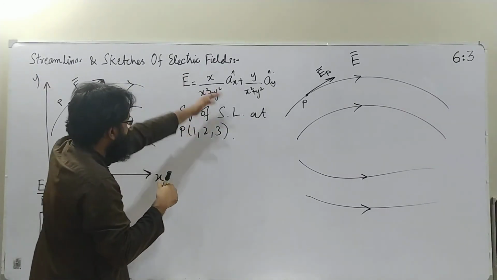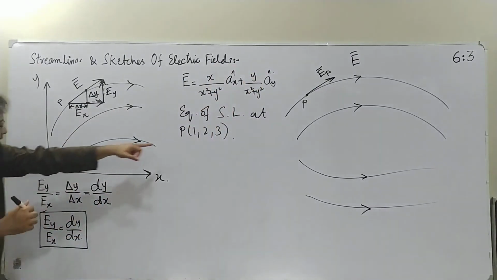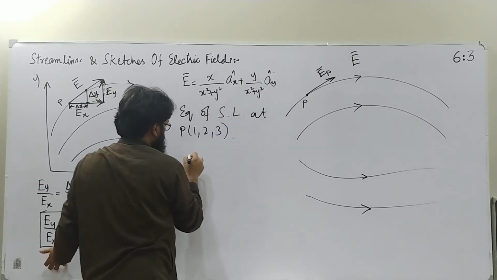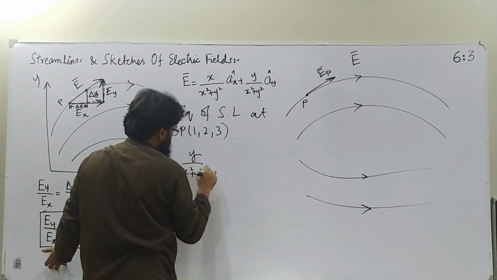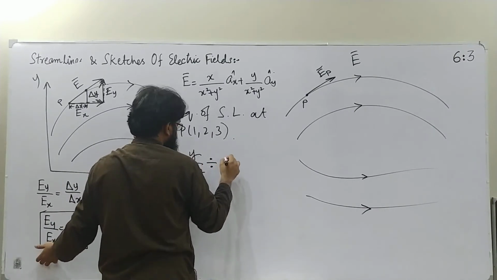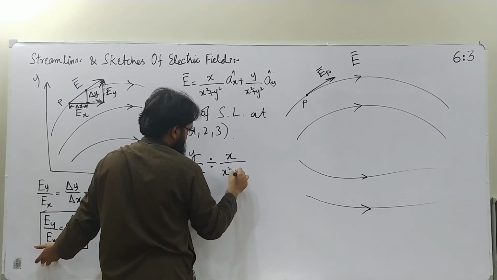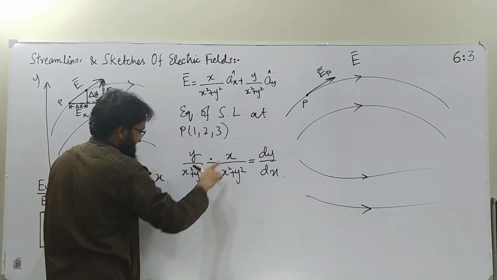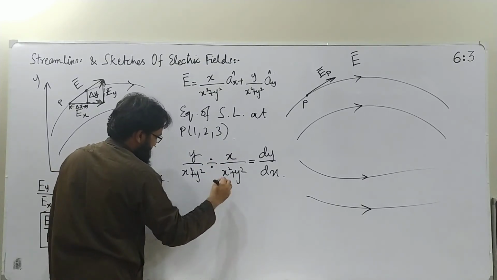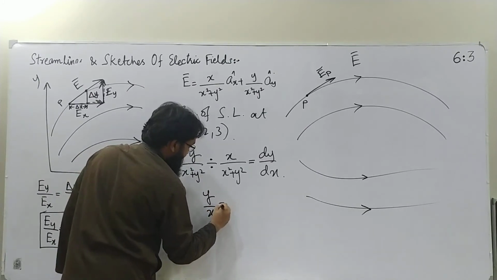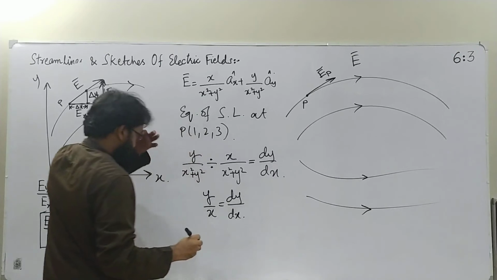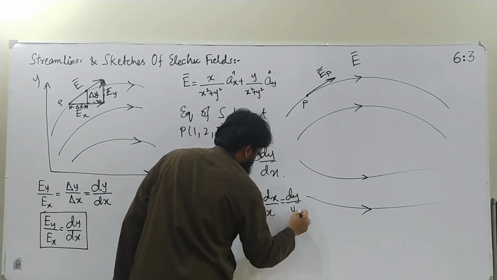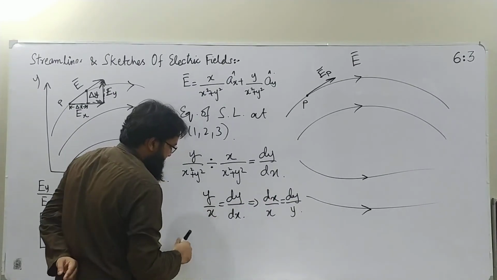So how to proceed, how to find the equation of the streamline of this electric field at this point? We have to use this formula. Take the y component of the field, which is y upon x square plus y square, and divide this by the x component, which is x upon x square plus y square, and that should be equal to dy upon dx. Dividing is equal to multiplying by the reciprocal, so what you'll get is y upon x equals dy upon dx. If you cross multiply, you get dx upon x equals dy upon y. To find the equation, solve it, integrate both sides.